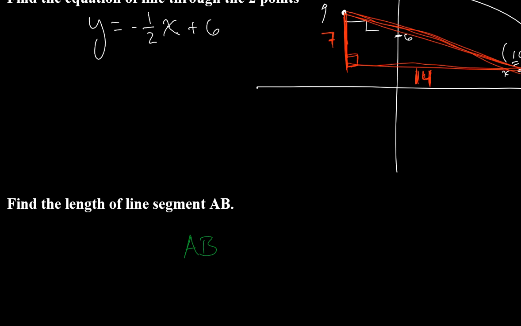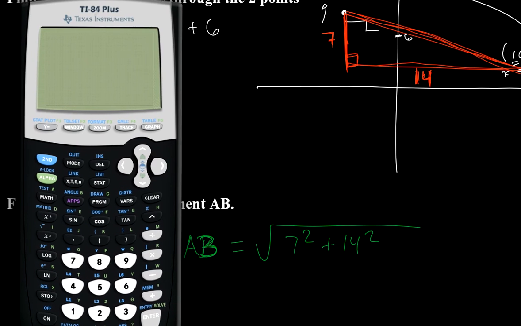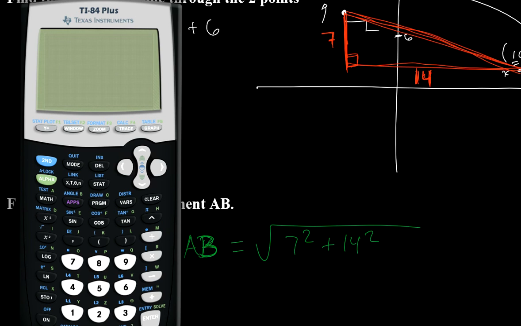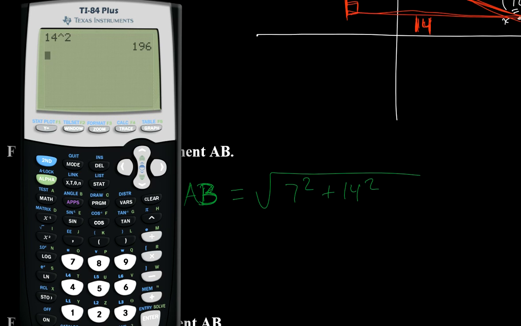By the way, notation: if I want to talk about the segment, it's segment AB, and then just AB by itself is the length of the segment. So the length of segment AB is going to equal the square root of 7 squared plus 14 squared. I know the 7 squared is 49. 14 squared, I don't know why that's drawing a blank. I imagine I should know that. And when I see it, oh yeah, of course it's 196.